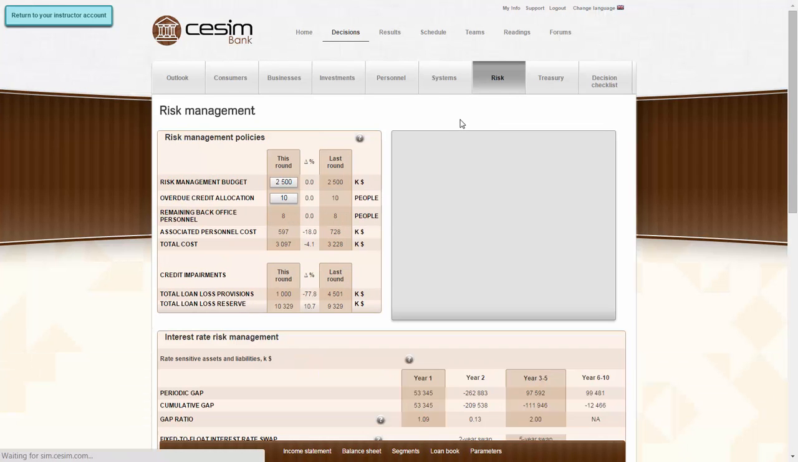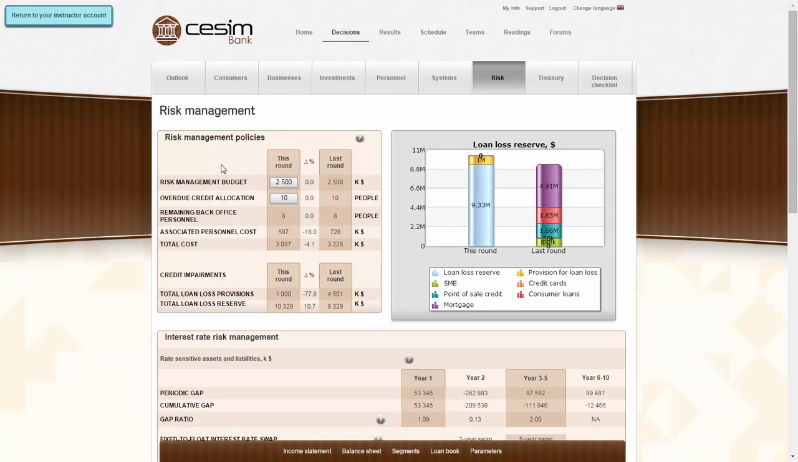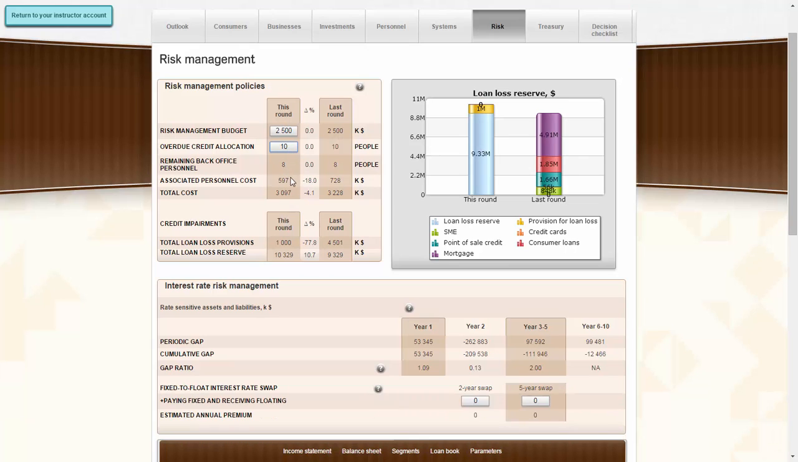Then we move on to the risk management page, where we first of all decide what amount of money we allocate for risk management. Then we decide how many people we allocate to chase the potentially non-performing loans. So here we can allocate a number of people who are then going after the people who are defaulting or starting to default their payments.